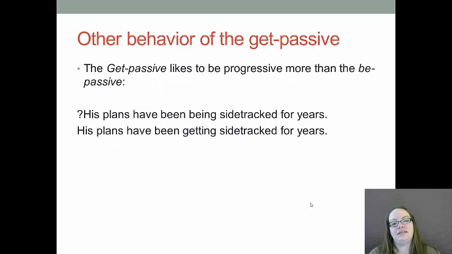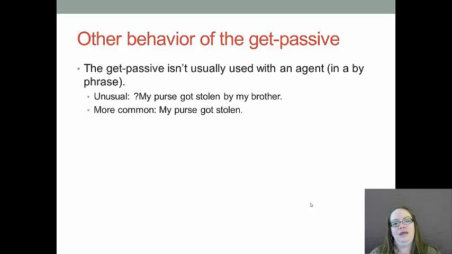The get passives seem to like the progressives more than the be passive. For me, it is ungrammatical to say his plans have been being sidetracked for years. But if I say his plans have been getting sidetracked for years, my mental grammar says that one's okay. So those previous sentences we don't really use in English very much, we can actually use with the get passive. It also isn't usually used with an agent. My purse got stolen by my brother. It would be more common for us to say my purse got stolen.